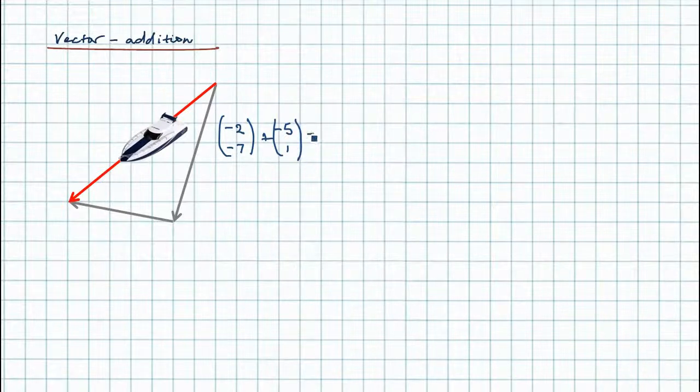Okay, so do we just add these two components together? Let's have a go. -2 plus -5 gives us -7. And -7 plus 1 will give us -6. And so if we look at our resultant vector, it does indeed go 7 in a negative direction and 6 downwards. So this is the mathematics that we use, this is the method that we use to calculate a resultant vector. So that's with a velocity example.